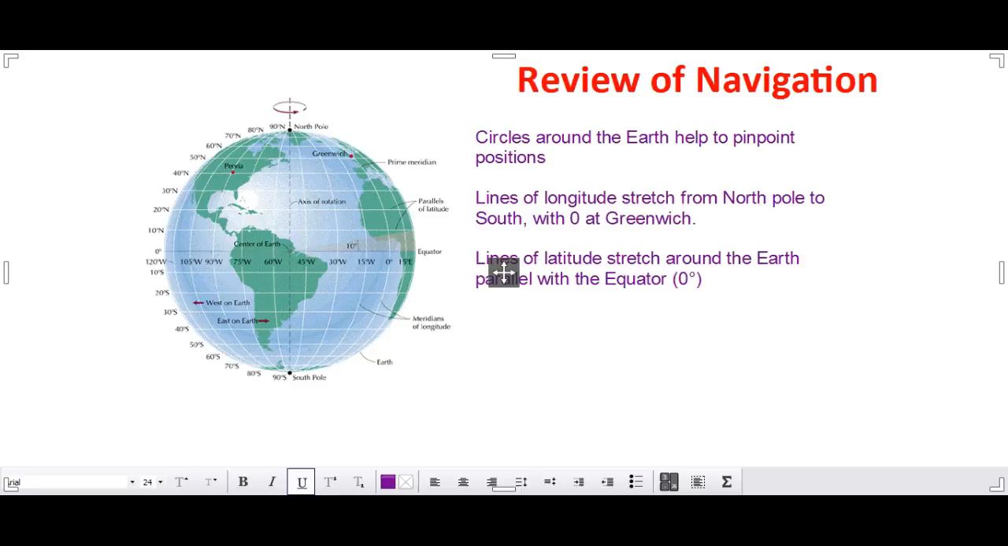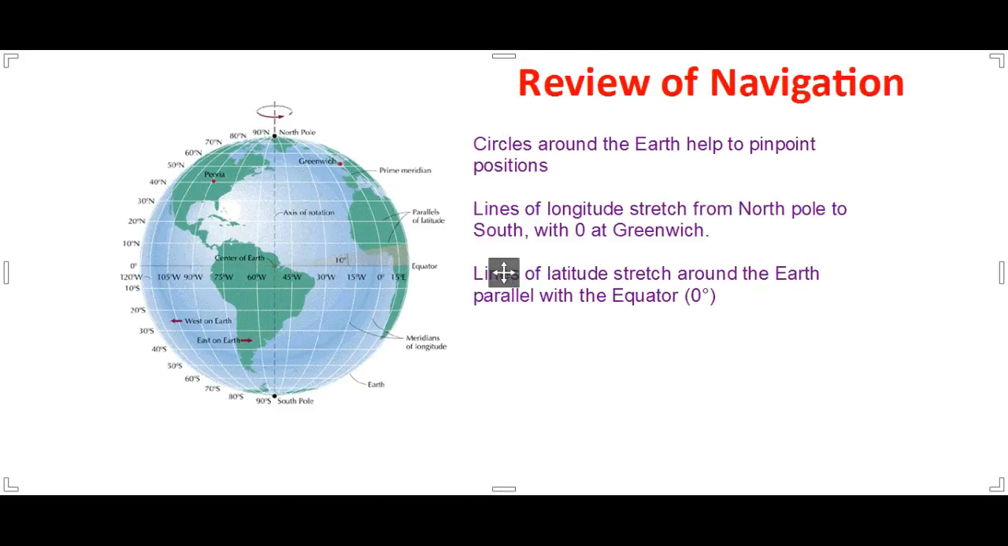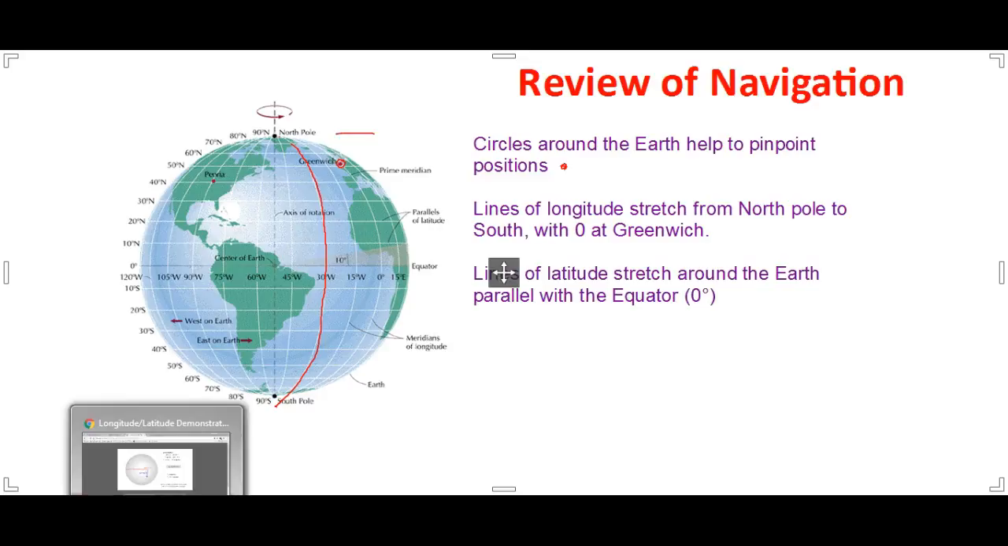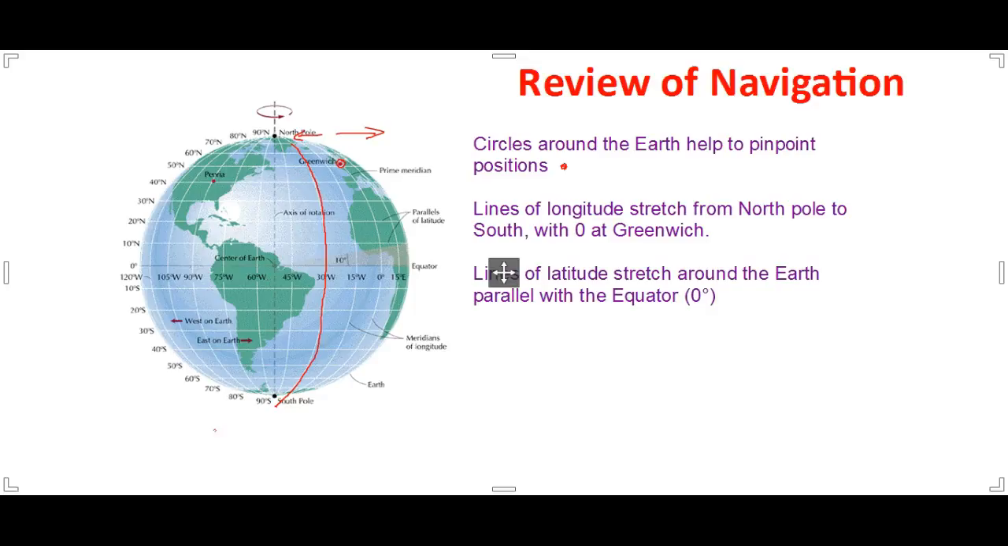Okay, let's begin with a quick review of navigation from last year. There are circles around the Earth that help us to pinpoint positions. Lines of longitude stretch from the North Pole to the South Pole, with 0 degrees through Greenwich. So here is a line of longitude. And they count upwards that way from Greenwich and backwards that way.